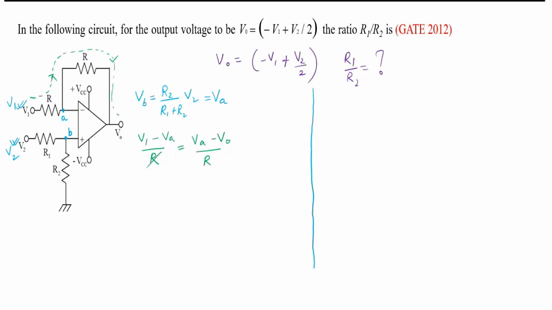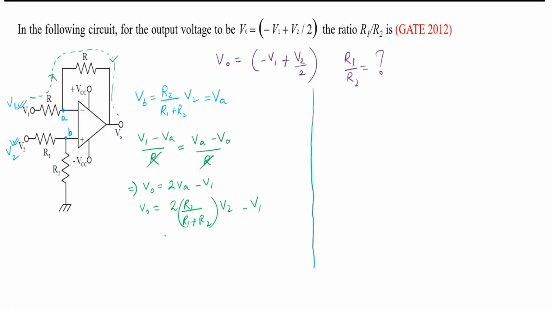So luckily we are able to cancel this one. And you can write V0 is equal to what? Twice of VA minus V1. Yes or no? Now you substitute this equation, then you will have 2 R2 by R1 plus R2 into V2 minus V1. Yes or no?